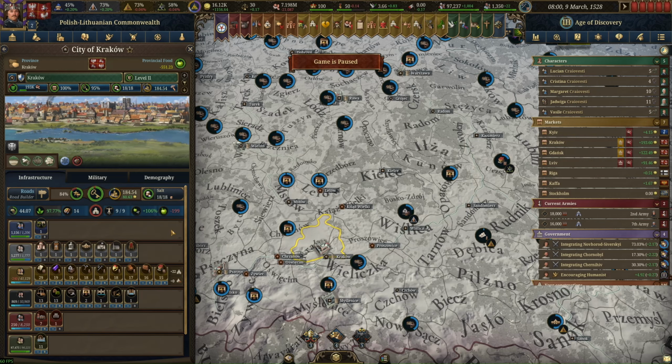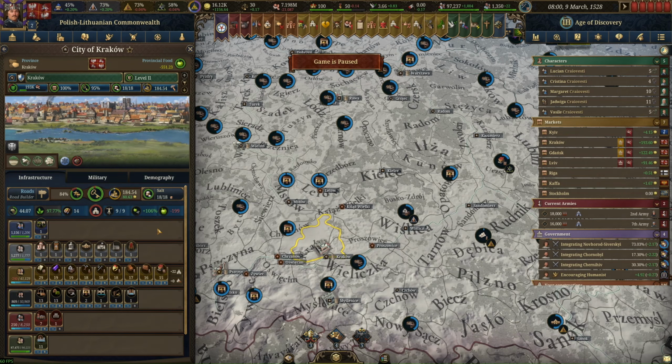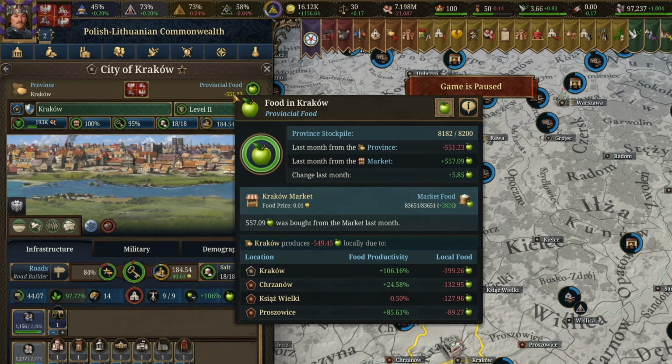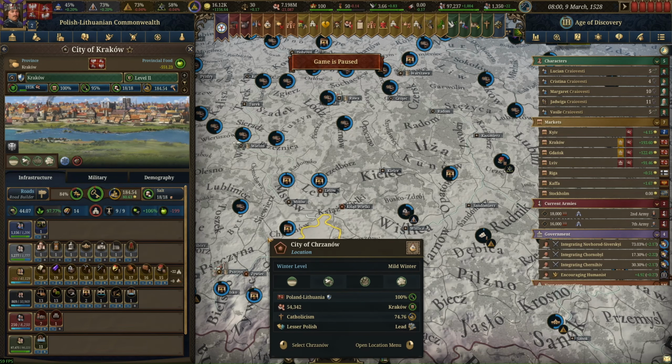First, the population looks for food in the given location. In this case, Krakow has almost minus 200 food, which means that the population then starts looking for food within the province. But this province unfortunately also has negative 551 food, which means the population cannot find food here either, and only then does it purchase food from the market.